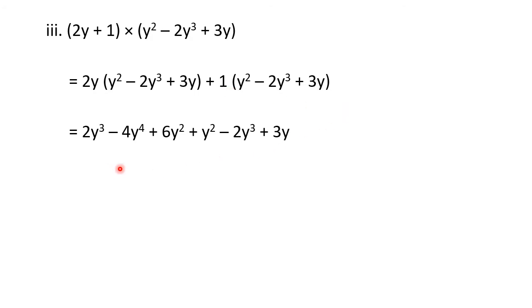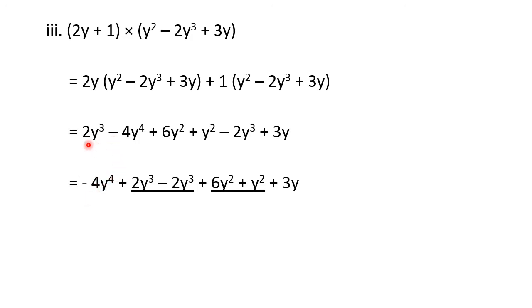Now here, if you observe, the answer is not in standard form. Also what we can find is there are like terms. See, these are like terms. So we have to write them together and add or subtract them. First of all, we have to find the highest power here. The highest power here is 4. So this term we are going to write first, along with its sign: −4y⁴.